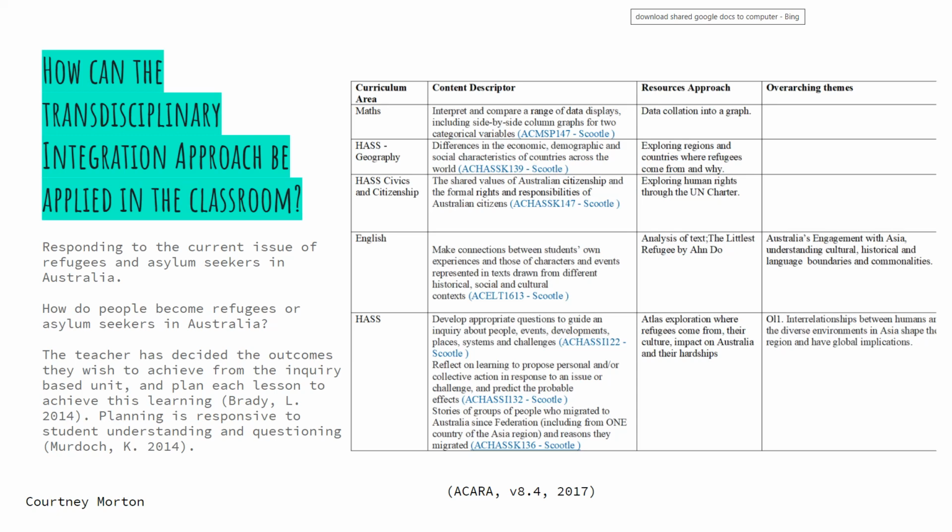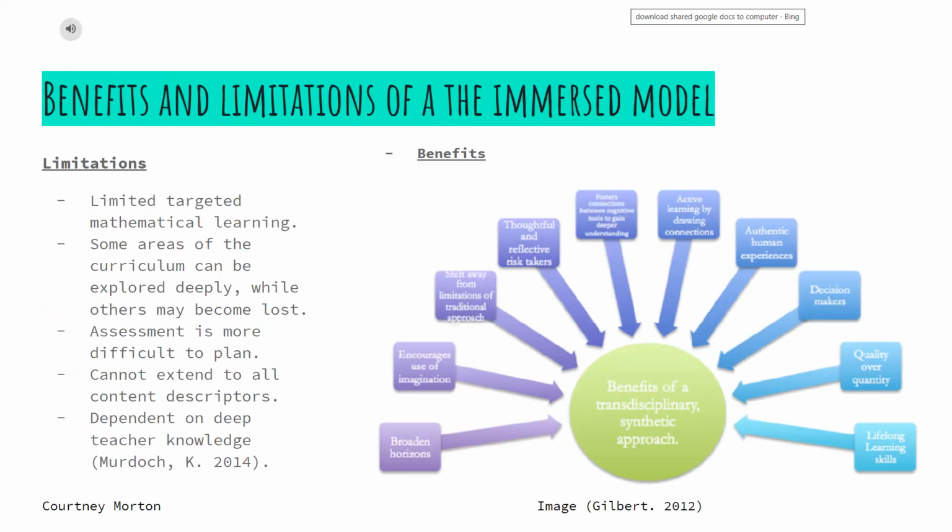From this exploration, students used an atlas to explore the geographic location, differences in the economic, demographic and social characteristics of countries across the world. Content descriptor ACHASS K139, from which students compare data through interpreting and comparing a range of side-by-side column graphs for two categorical variables. Content descriptor ACMS P147.